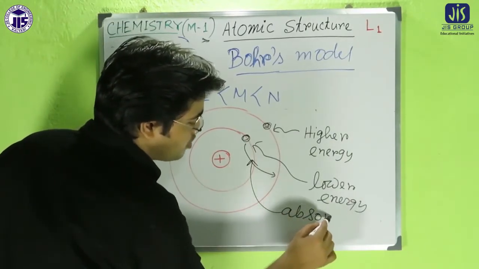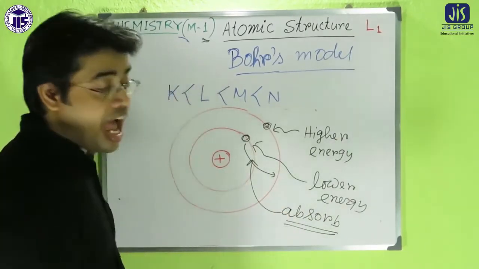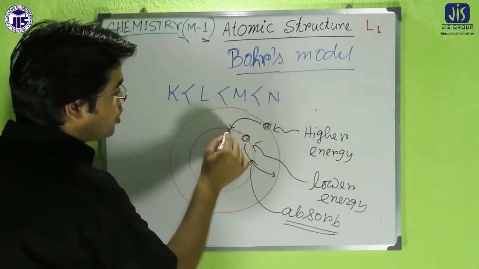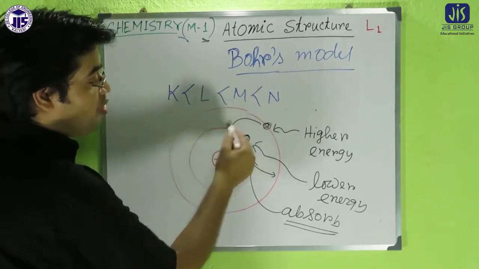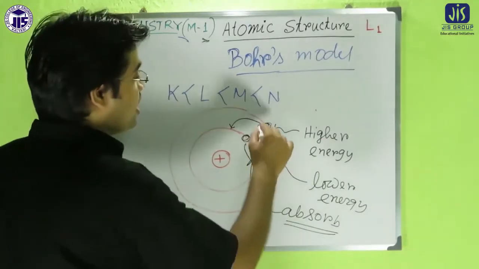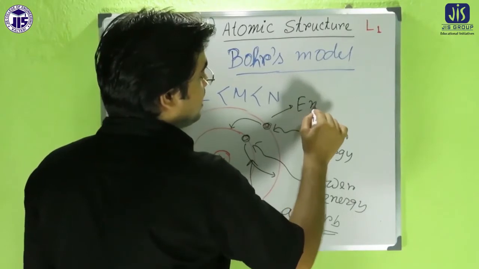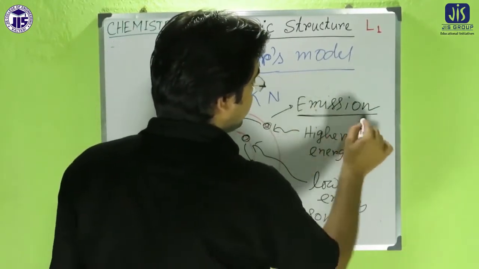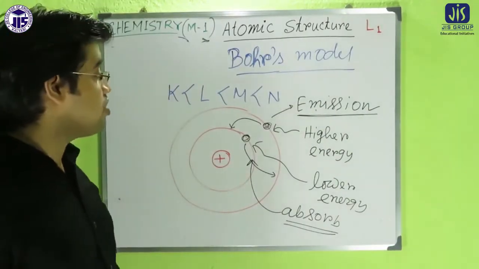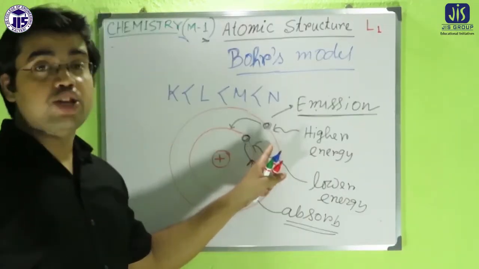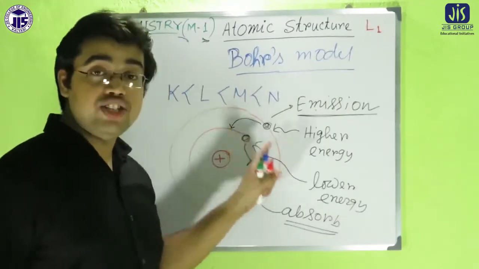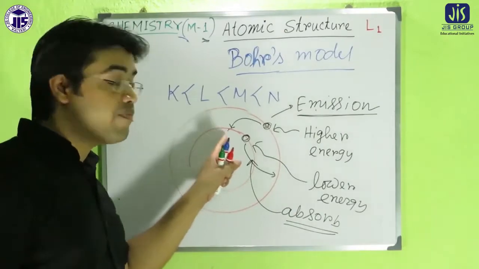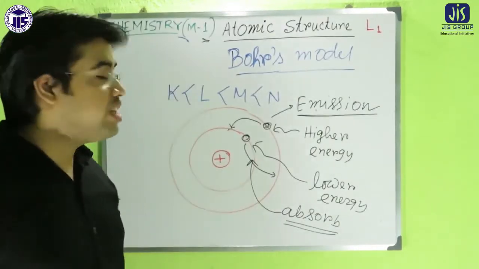That means there will be absorption of the energy. But if that electron jumps from here to here, that means from higher orbit to lower orbit, there must be emission of the energy, or release of the energy. Why release of the energy? Because that electron has the higher energy. So that electron must release the energy, otherwise that electron will not fit in that orbit where the energy is lower. So there are two cases.